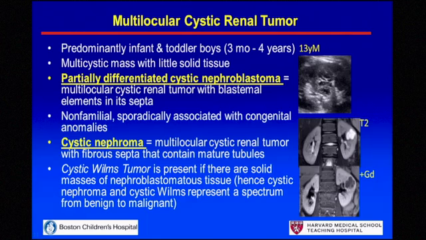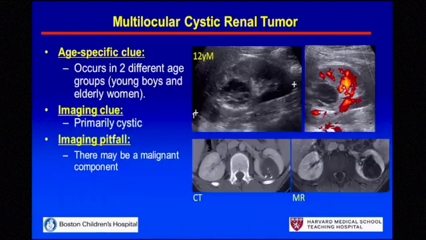This is not familial. It is sporadically associated with other congenital anomalies. Sometimes it's termed a cystic nephroma. And if you have cystic Wilms, you can have cystic Wilms tumor within it, so this should be considered a spectrum. Another example of multilocular cystic renal tumor, maybe a little bit bigger, in an older patient, primarily cystic with septations.